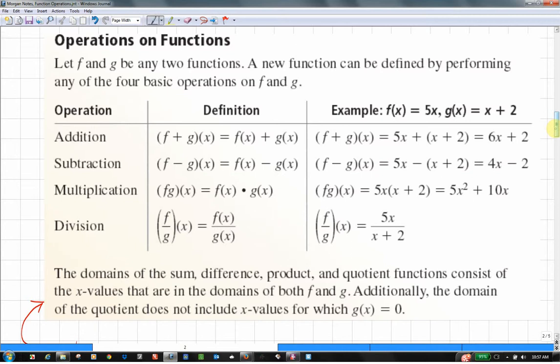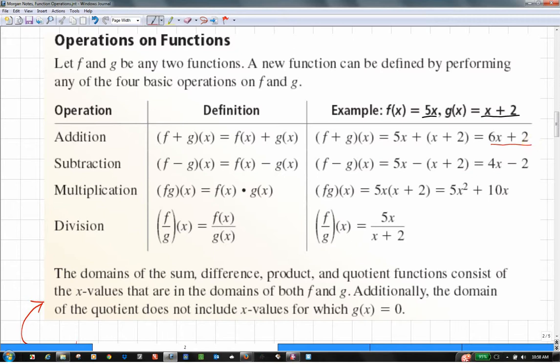So what this is showing is that I'm having a new function, f plus g. And notice that they're in parentheses, saying that I'm adding the f and g together with the variable x. So an example would be if f of x is equal to 5x and g of x is equal to x plus 2, that when I add those together, that would be 5x plus x plus 2. So that would be 6x plus 2. And notice that I still have the variable x. So that would be my new function that I get when I add those two together.